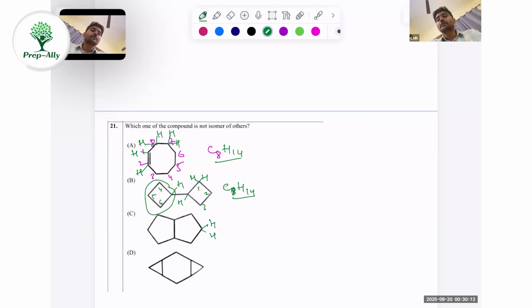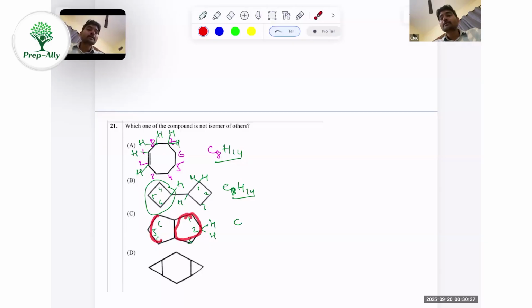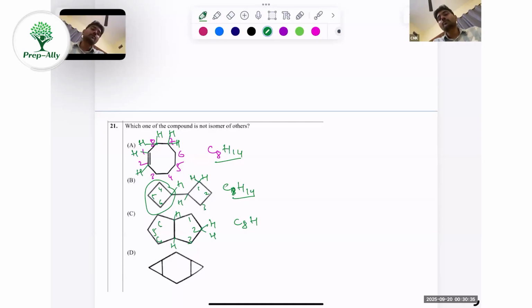Now here, if you take it, hydrogen, hydrogen. Total how many are there? 1, 2, 3, 4, 5, 6. 6 into 2 is 12 hydrogens. Carbons, if you take it, 5 carbons, 3 carbons, 8 carbons. So C8, here 1 hydrogen, 1 hydrogen. Since out of 4 bonds, you need to show the 4 bonds, so total hydrogens are 14.